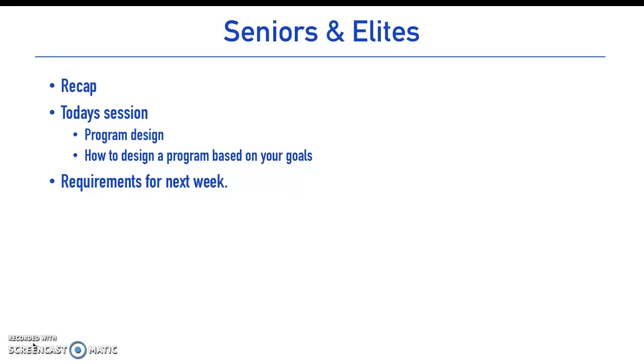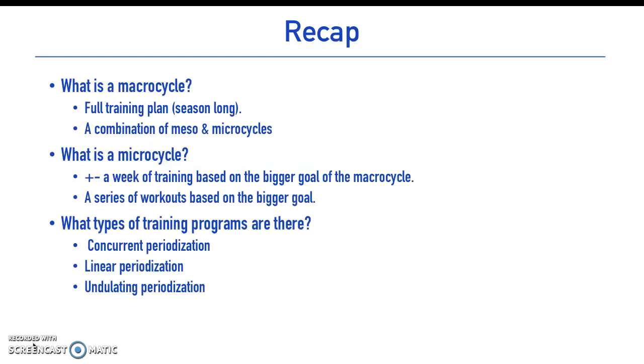So today we just have a quick recap. We're going to base today's session on program design, how to design a program, and all things included there. We need to figure out how we're going to improve ourselves through programming, and how we're going to improve our program to make sure that we improve our sport. And of course, at the end we've got requirements for next week.